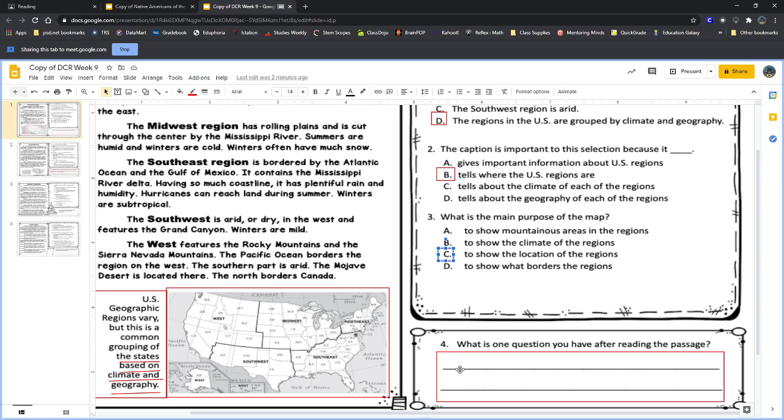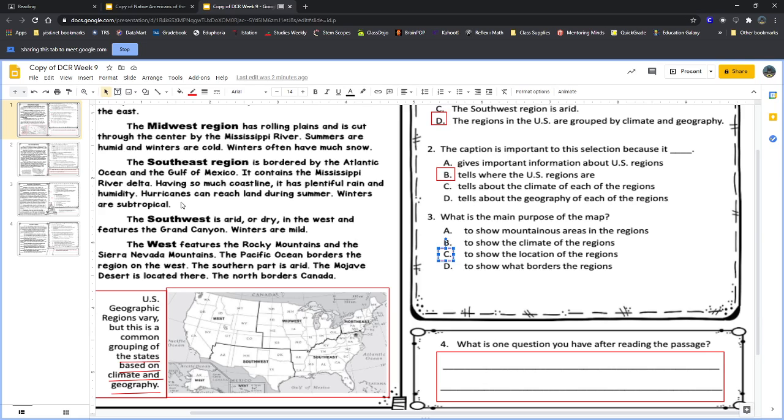What's a question you might still have about the regions of the United States? Something that the story didn't answer, or even maybe something the story didn't explain very well. What do you think, Kaylee? In the Midwest, why would it be so humid all the time?